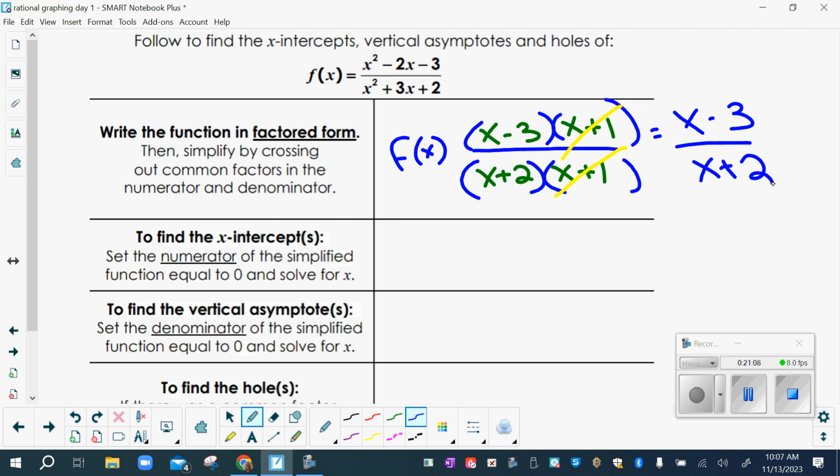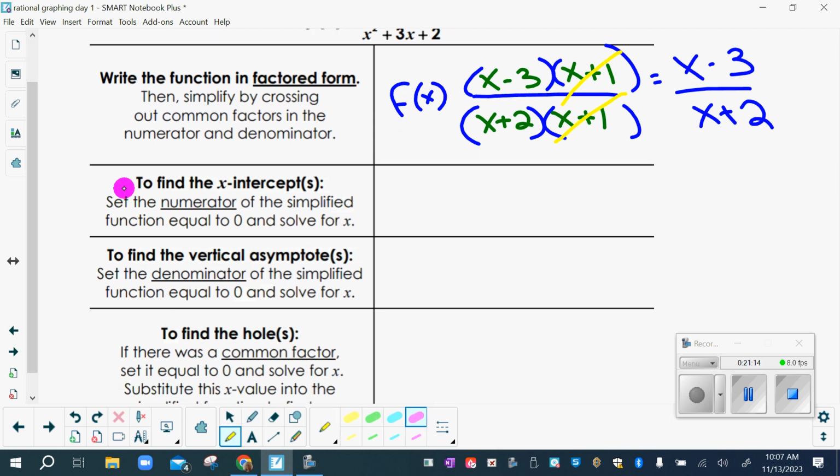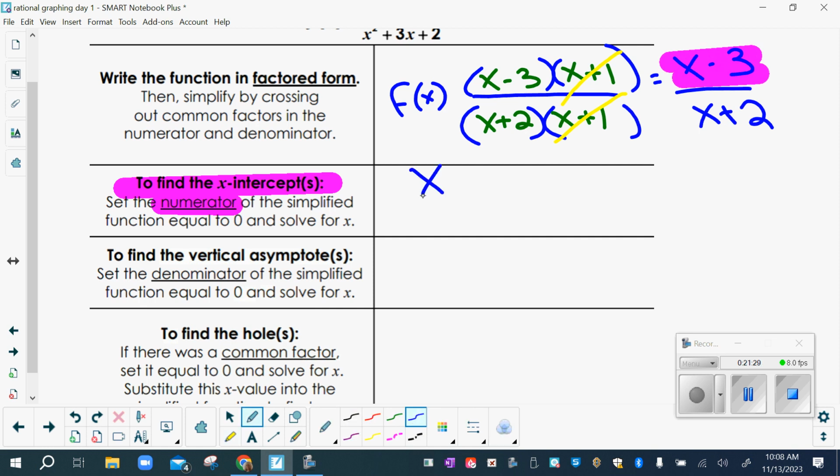So here we go. We're going to find the x-intercepts. It's very easy to find the x-intercepts. We go to the numerator, and we're going to steal the numerator. Here he is, right here. We're going to steal him and set him equal to 0. x minus 3 equals 0.